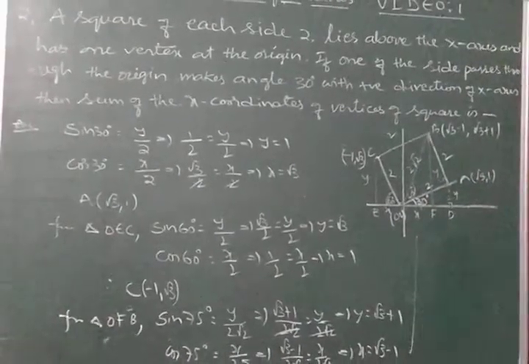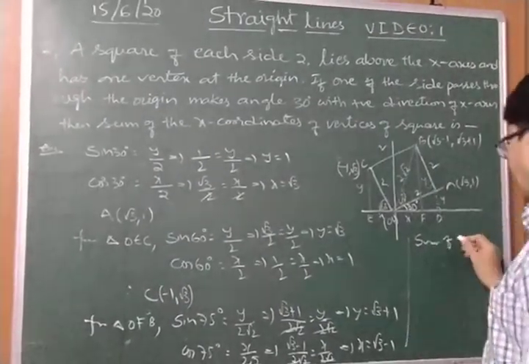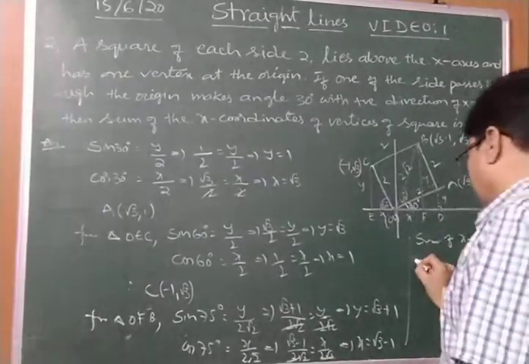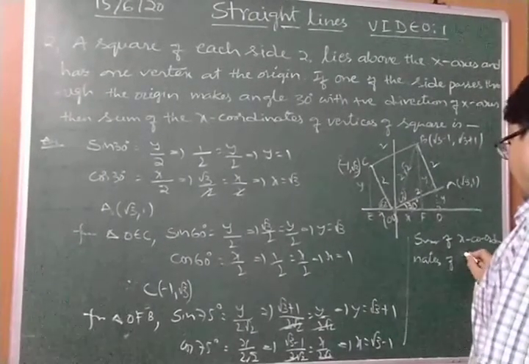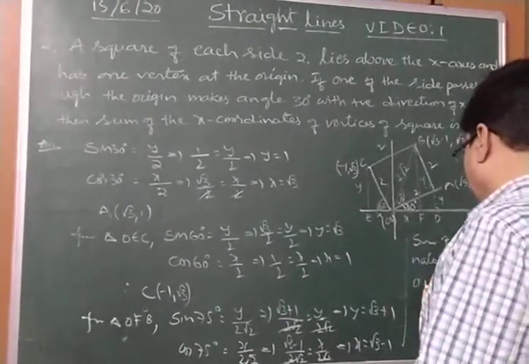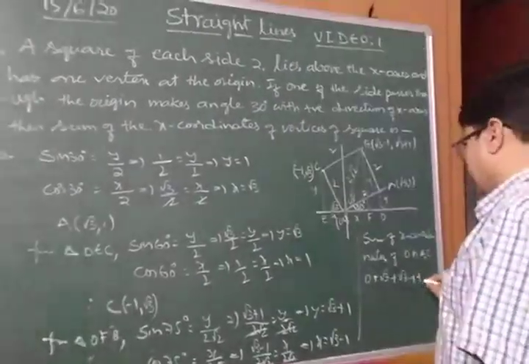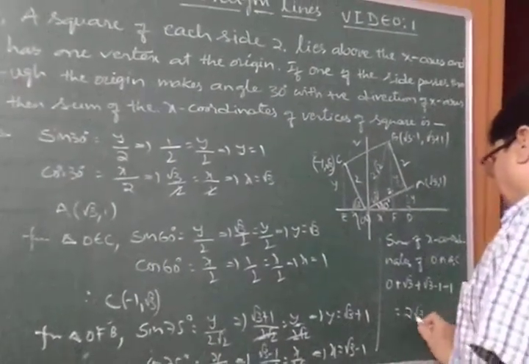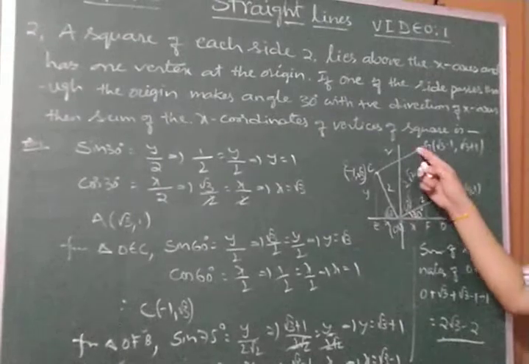Now the sum of the x coordinates of O, A, B and C is 0 plus root 3 plus root 3 minus 1 minus 1, that is equal to 2 root 3 minus 2. That is the sum of the x coordinates of the vertices of the square.